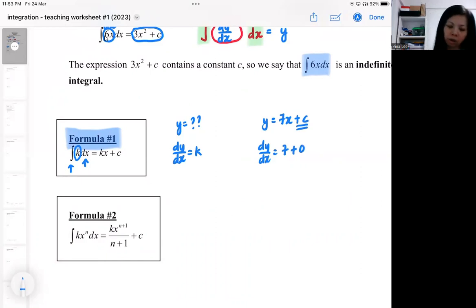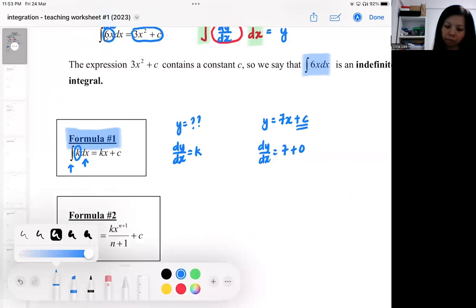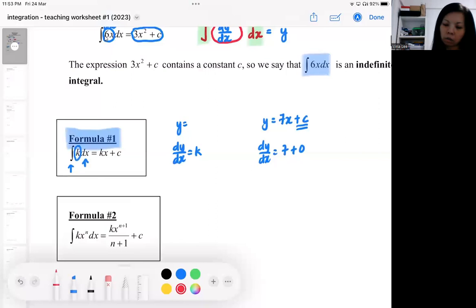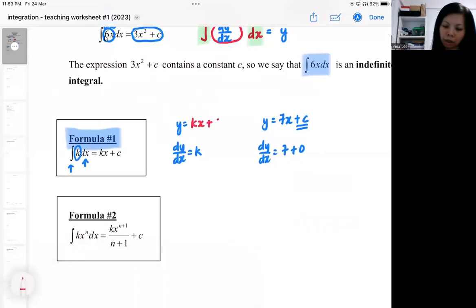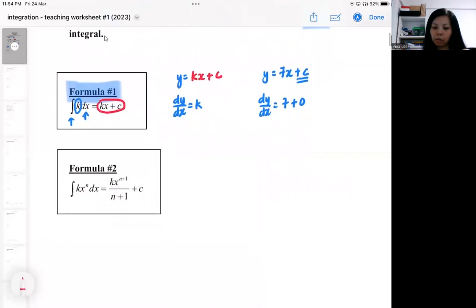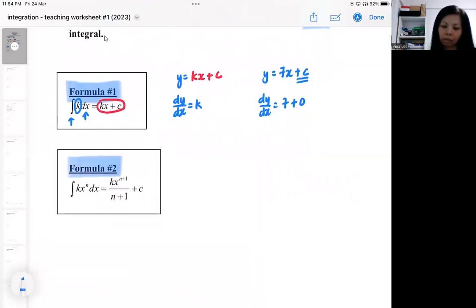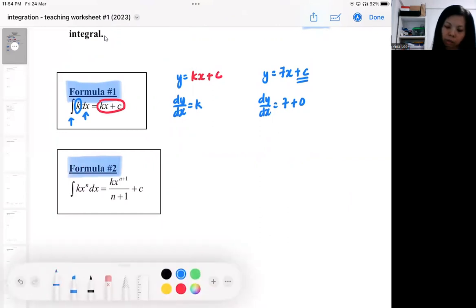That's why the formula for integrating a constant will be kx plus c. So this is the formula. So when you integrate a constant, you think backwards, it comes from kx plus c. And then for formula number 2, you are going to learn how to integrate things with x. So previously, let's explore this part first.